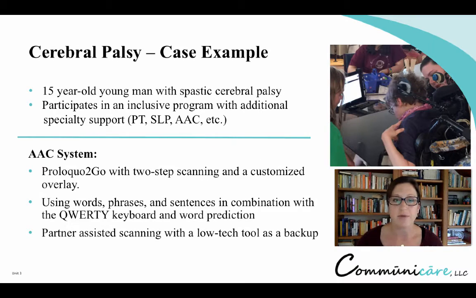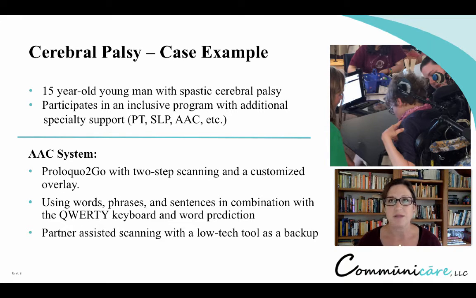To bring this to life, we have a case example of a young man about 15 years old with spastic cerebral palsy, who participates in an inclusive program, receiving additional support from a physical therapist, speech language pathologist, AAC consultant, and more. He has evolved from a dedicated speech generating device that offers auditory scanning to a more portable solution with Proloquo2Go and two-step scanning. He has a very customized overlay to help ensure access to core vocabulary as well as some phrases. He uses a combination of words, phrases, and sentences in addition to a QWERTY keyboard with word prediction.